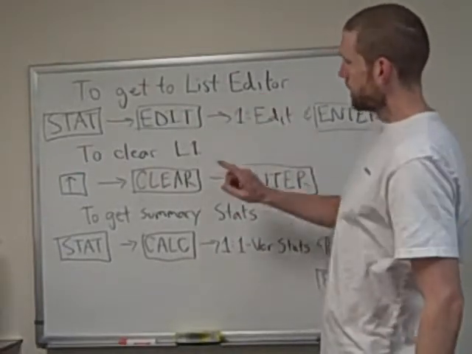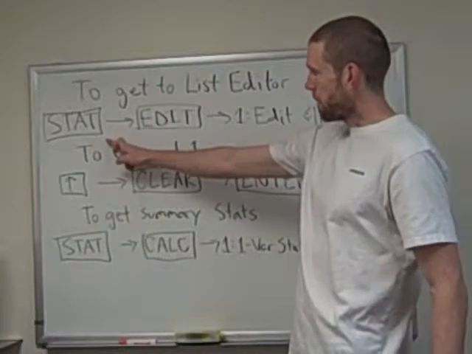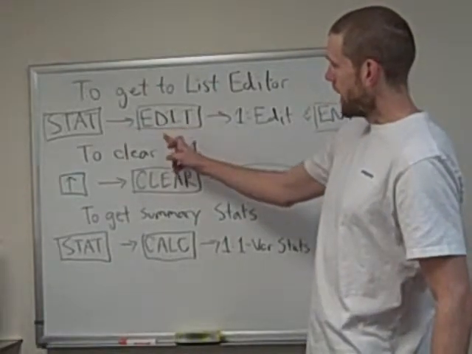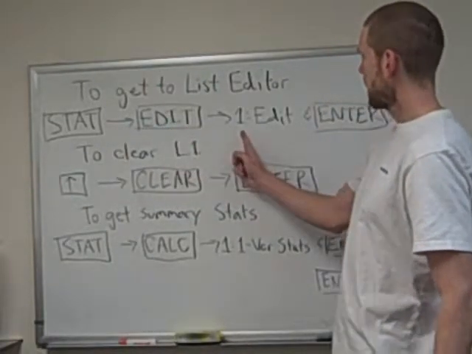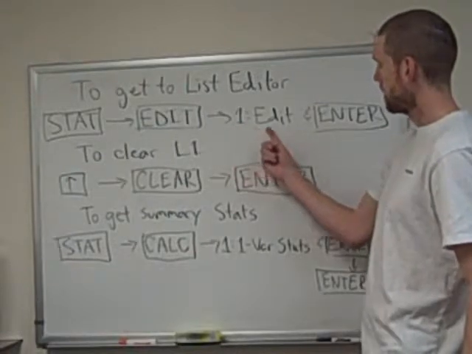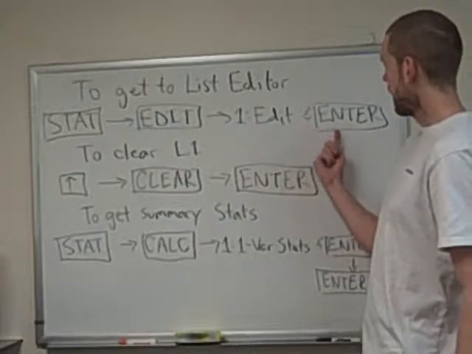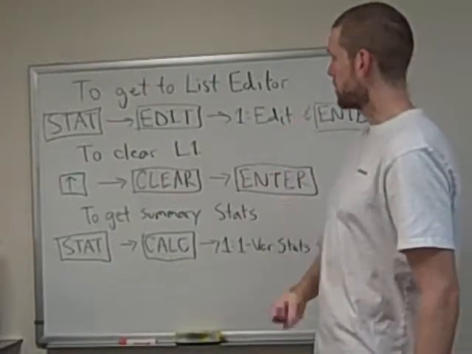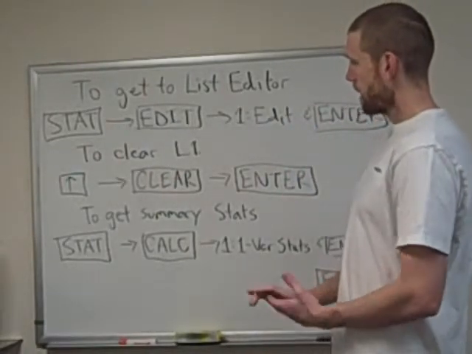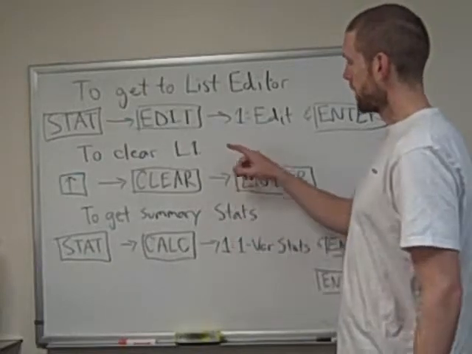To get to the list editor, you go to the Stat button, then there's an Edit tab on top. You go to 1, Edit, it's number 1, edits the command, and then you just push Enter. So you go to that Edit and you just push Enter and that'll take you to the list editor, and I'll show you guys all this here in a moment.